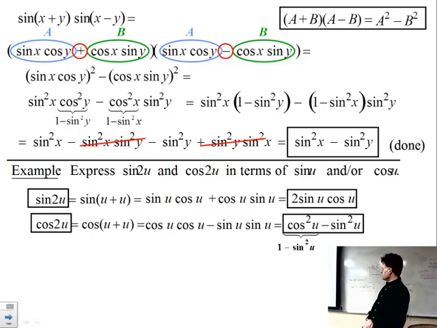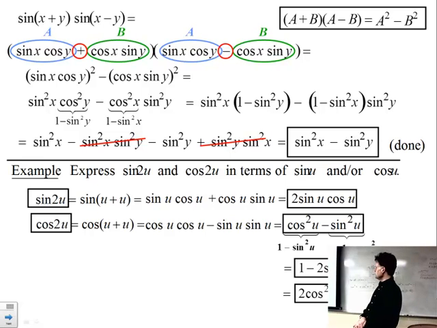You can take this right-hand side and apply a Pythagorean identity and convert this into sines. So this is 1 minus sine squared u minus sine squared u, and you get 1 minus 2 sine squared u. Alternatively, you can take the sine squared and convert it into 1 minus cosine squared, and that will give you 2 cosine squared u minus 1. So cosine of 2u can be expressed in any of these three different ways. They're all useful at times to have. So that's the double angle formula for sines and cosines.